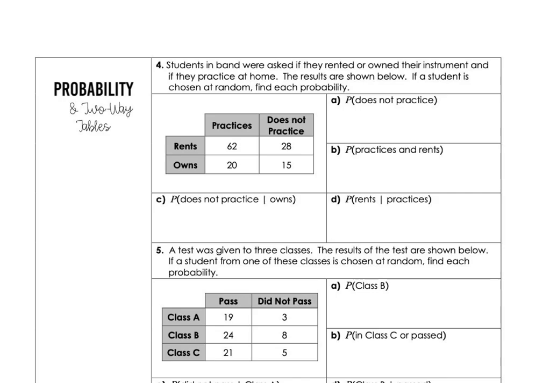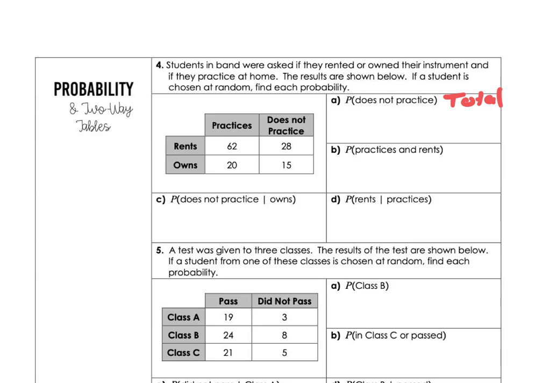We're not going to do that unless we see that slash. Like we see this slash right here, that means conditional probability. So that changes everything. So you got to be really careful about what type of probability that we're doing. But if I do a problem like part A, then I'm using the total of the entire group of students that we're looking at. Here we're asking students in band if they rented or owned their instrument, and do they practice at home. So they're asking them two questions. Okay, and that's what's being done here.